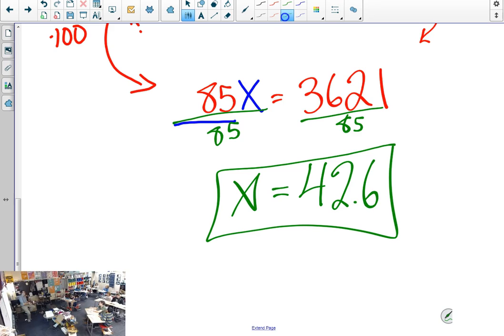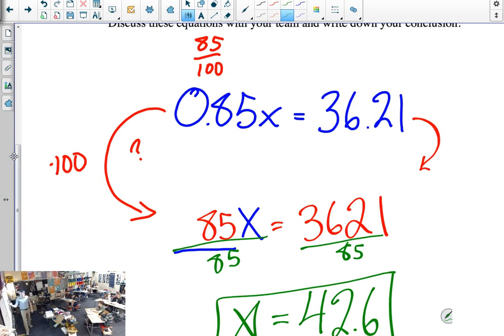What we could have done, instead of multiplying by the reciprocal, which is essentially what we just did, we multiplied by 100, then divided by 85, you could actually just use inverse operations from the start. We say, what we really want to do is turn that into 1. A number divided by itself becomes 1. If we divide by 0.85 here, which a lot of us could probably get to at this point because we've done enough practice, that also will get us to 42.6. Questions?